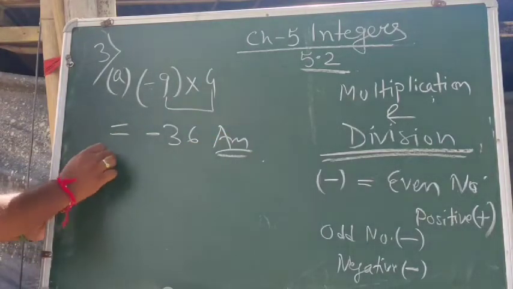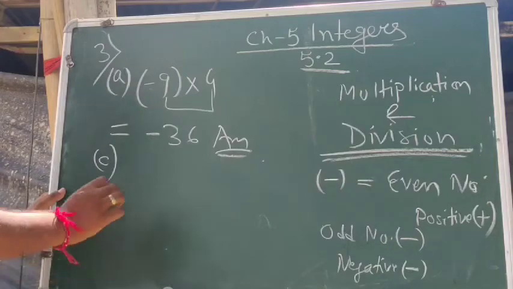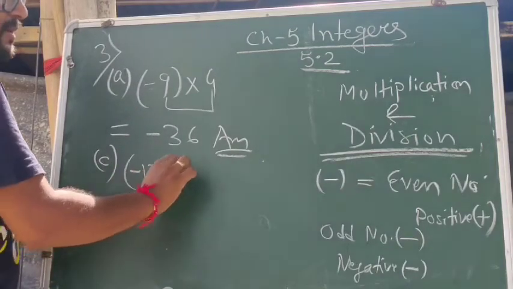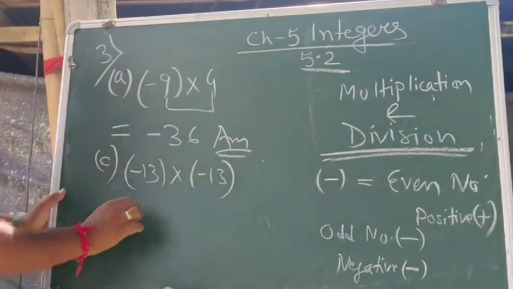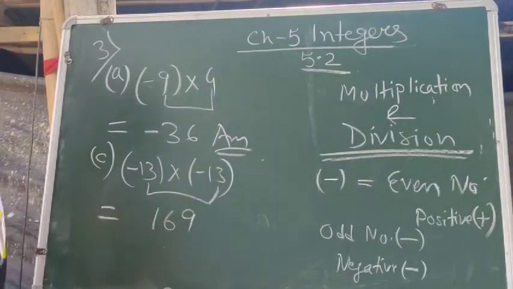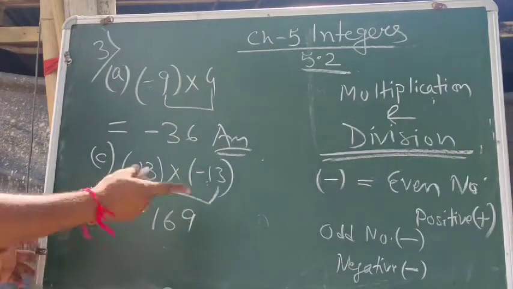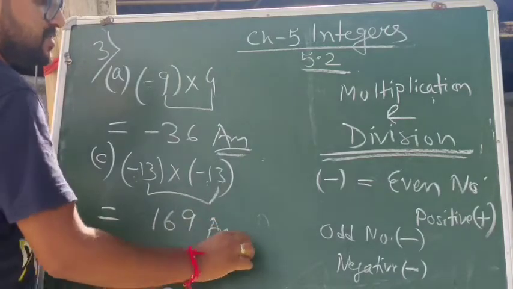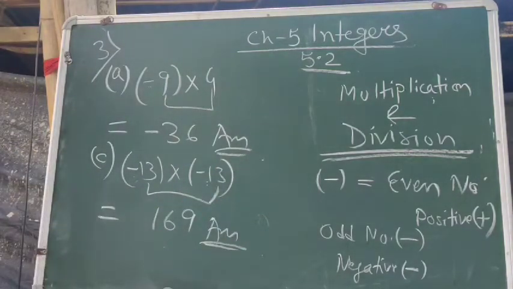Similarly, let us do number C. Number C is given, minus 13 into minus 13. You multiply 13 into 13. 13 into 13 is 169. Now see the number of minus signs. How many minus signs are there? 2 minus signs. That means the answer will be positive. Minus minus is positive. So it will be only 169. Is it clear? So this is how we have to do the multiplication.